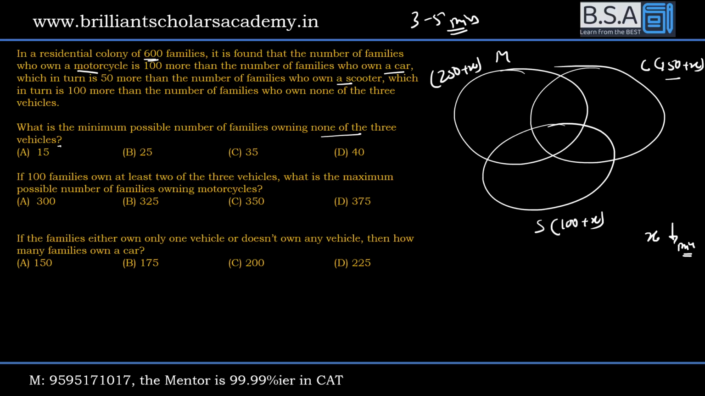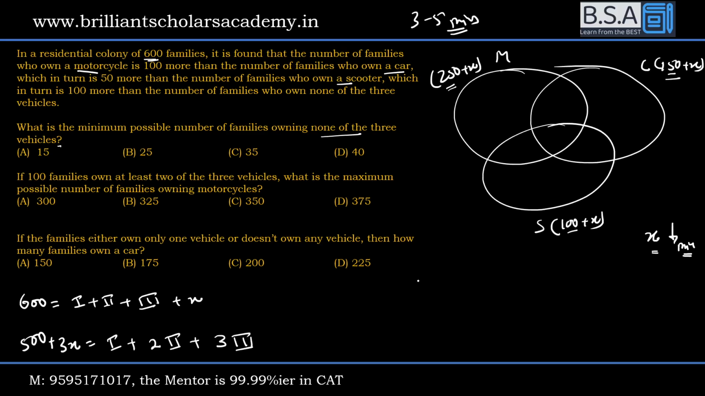Let me start with some calculations. मेरे पास 600 families हैं, which will be region 1 plus region 2 plus region 3 plus ये बाहर वाले, इनको I am calling X. Then what is the sum here? 250 plus 150 plus 100. 250 plus 150, 400 plus 100, 500 plus 3x is equal to region 1 plus twice region 2 plus 3 times region 3. ये क्या होता है? हम इसे कहते हैं addition of instances. इसमें x नहीं काउंट होगा राइट साइड में. x जो है वो सर्कल्स के अंदर में नहीं काउंट होगा.